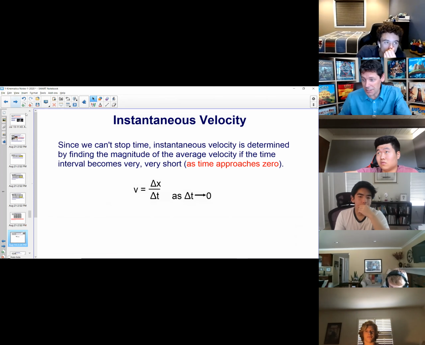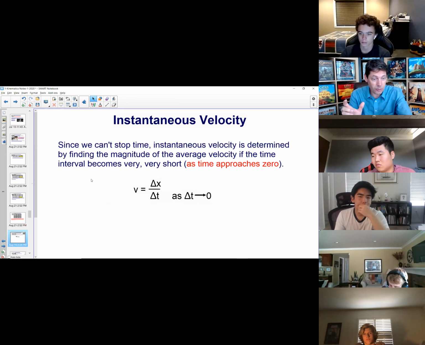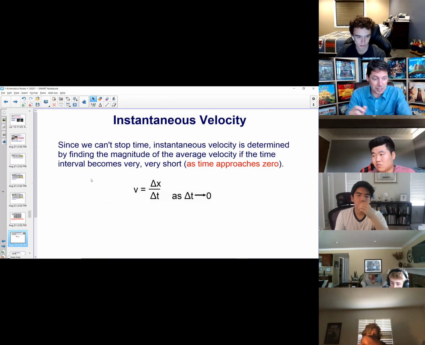But for practical purposes, is it a close estimation? Yes. So here's another way that you might have heard it phrased in some of your math classes. Since we can't stop time, instantaneous velocity is determined by finding the magnitude of the average velocity if the time interval becomes very, very short. And in red, this phrase is something you may have already heard or will hear in the future in your math classes: as time approaches 0.